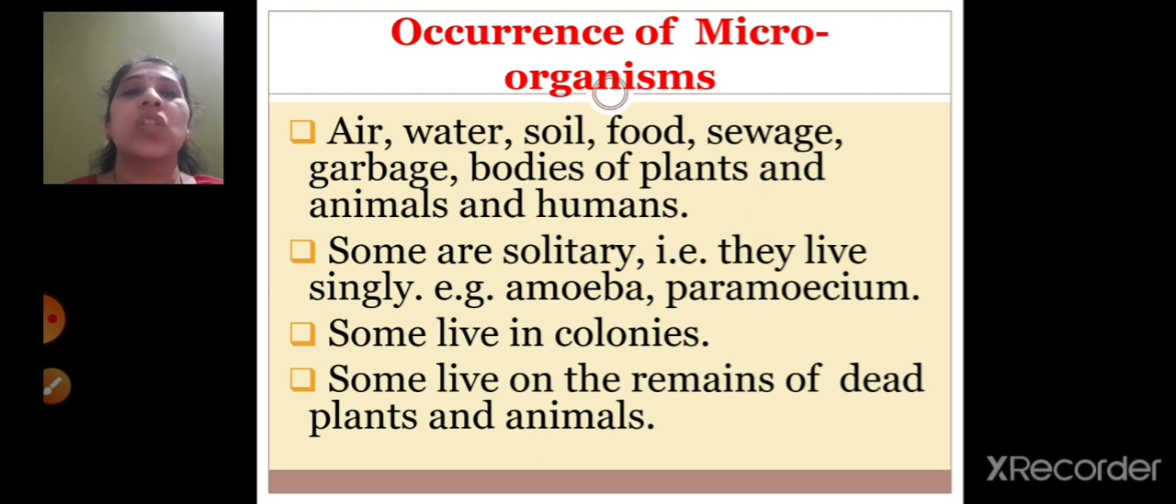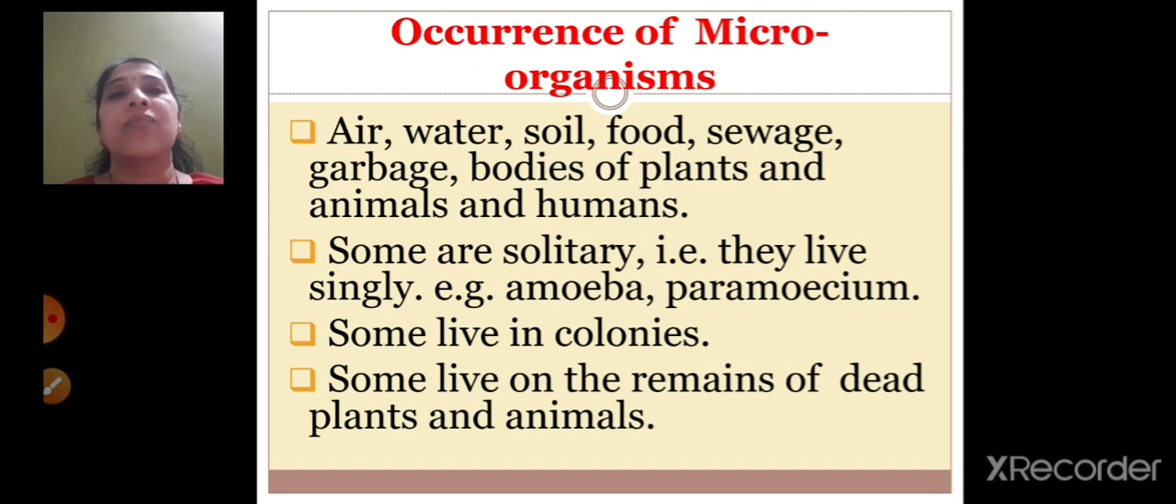Then some are solitary. Solitary means they live singly. That means only one microorganism will be there, right? That is the amoeba and paramoecium. And some live in colonies. Colonies means they form a group. Then some microorganisms live on the remains of the dead plants and animals, right?